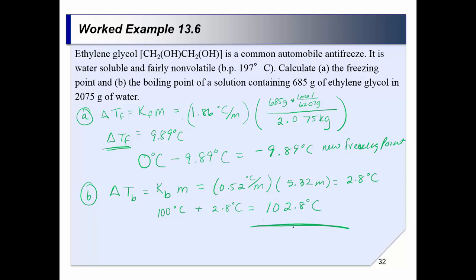So colligative properties will extend the liquid range of a solvent. Here we have a solute added, and our liquid range increases by a span of nearly 12 degrees. Because instead of going from 0 to 100, now I can go from negative 9.89 to 102.8 before I change phases.